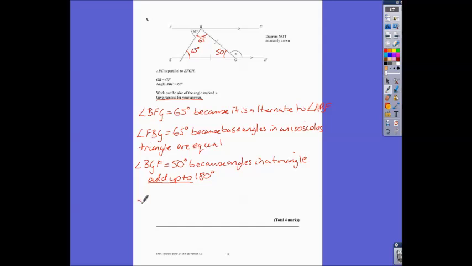And then finally, angle X would be 130 degrees because angles on a straight line add up to, again, 180 degrees. Okay, now it's a lot of writing, but you've got to write in full sentences. You've got to make sure you're using these keywords. So, keyword there is alternate. Here we're after base angles in an isosceles triangle are equal. Here we've got angles in a triangle add up to 180. And again, angles on a straight line add up to 180. Really, really important.